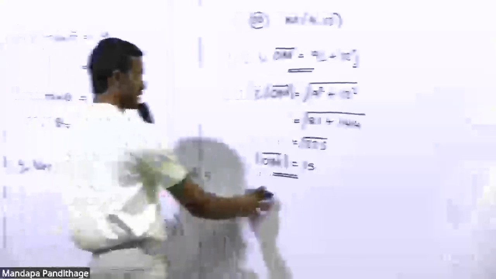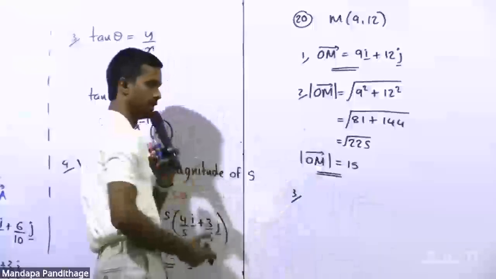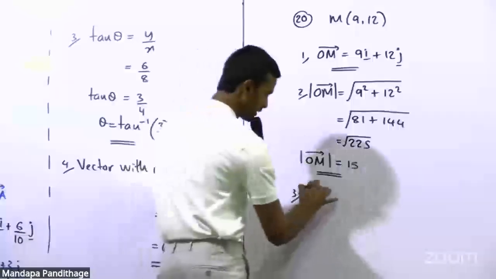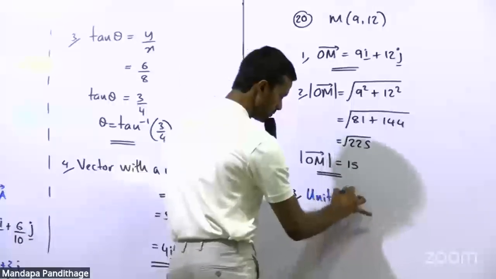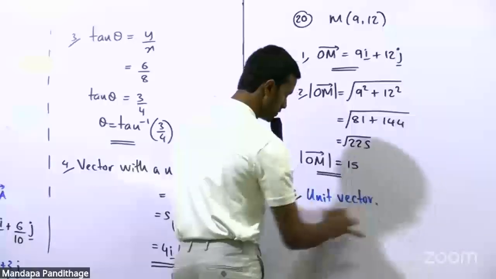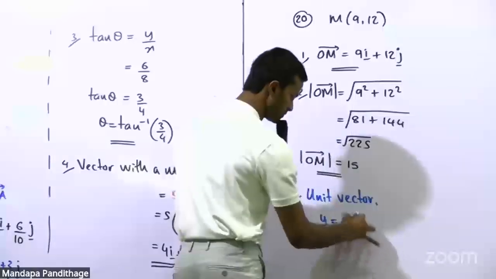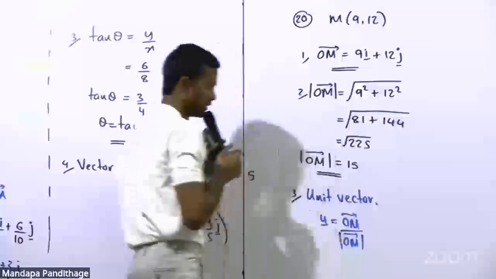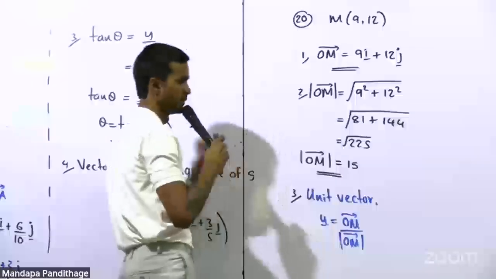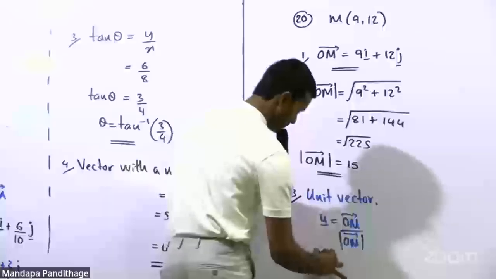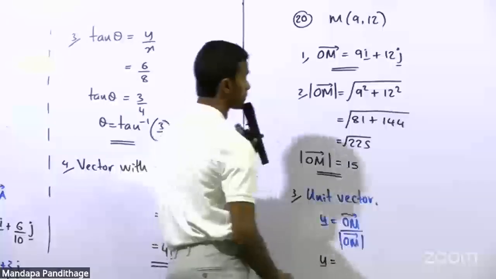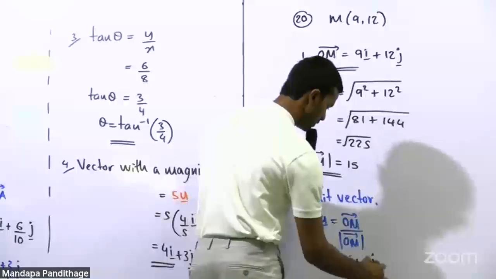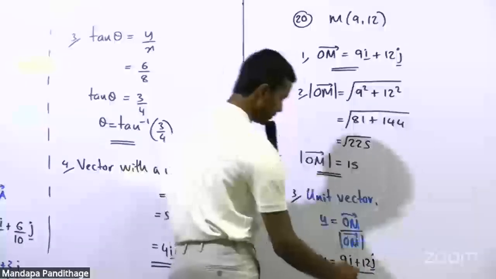So you can't directly find the vector with a magnitude of 10. First find the unit vector. So I'm taking the unit vector as u. A unit vector is u, that is equal to OM divided by its magnitude. Then this is equal to 9i plus 12j divided by OM magnitude, which is 15.